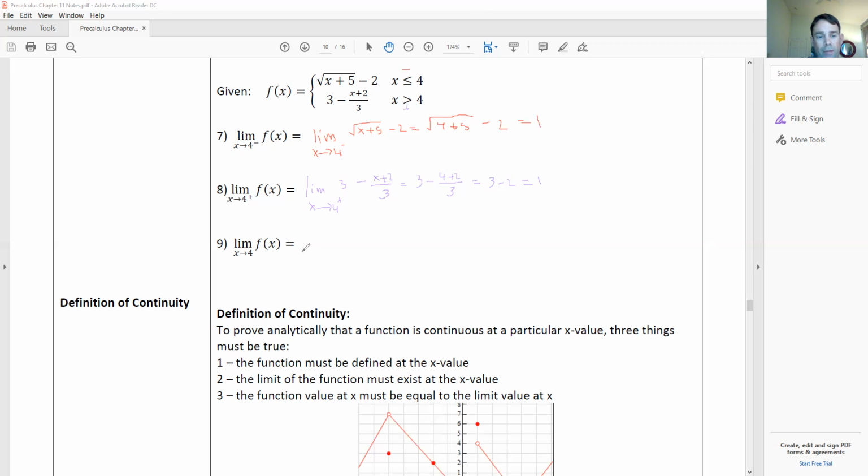Since they're both the same, that means that the limit itself is equal to 1 because, and I got to say why, because the two one-sided limits are equal. And not just equal, but they both equal 1.